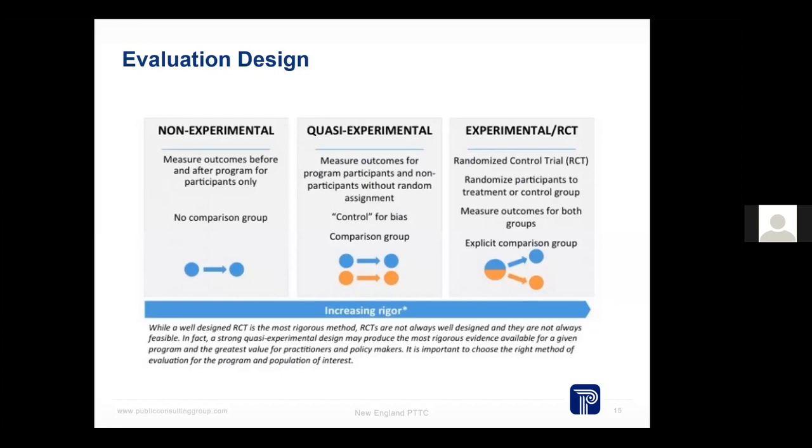There are three real basic types of evaluation designs. Within each type, there are a lot of different subcategories of design, but obviously we don't have a lot of time, so I'm just going to keep it high level. So there's non-experimental, quasi-experimental, and experimental, or what's commonly known as a randomized controlled trial. This slide shows the level of rigor from left to right, non-experimental being the least rigorous, all the way to an RCT, which is the gold standard and the most rigorous.